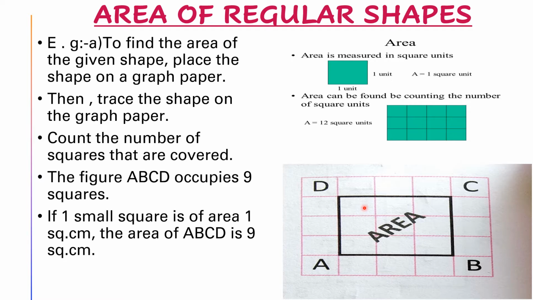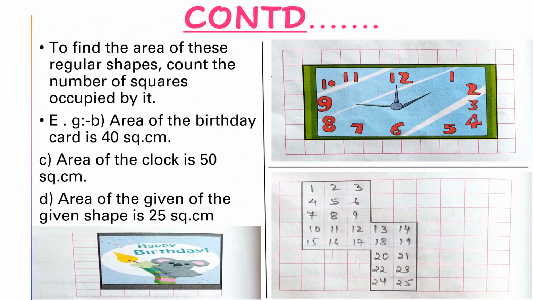As we know, one small square has an area of 1 square cm and there are 9 squares occupied by this figure. Hence, the area of ABCD is 9 square cm. Remember children, to find the area of a regular shape, count the number of squares that are covered inside the shape. Let us take a few more examples.